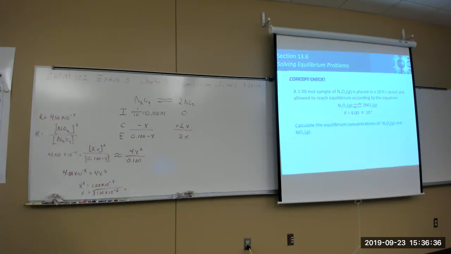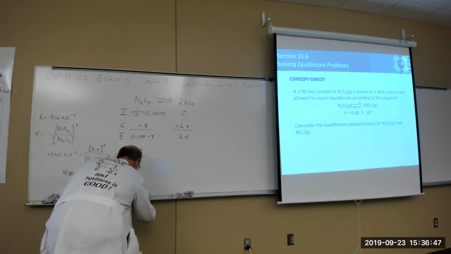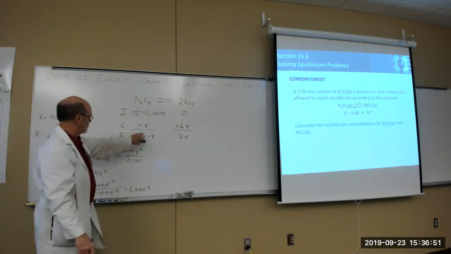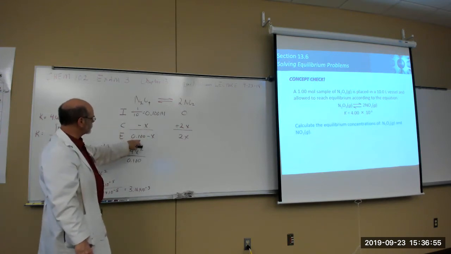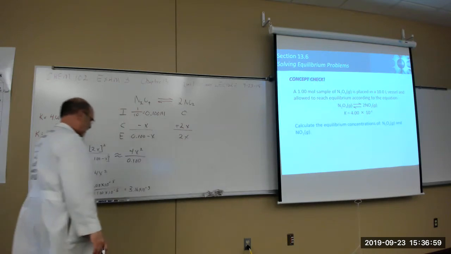So 1 exponent, take the square root. I get 3.16 times 10 to the minus 3 for x. Right? So if that's x, what is the concentration of N2O4? Well, we didn't do our 5% rule yet.